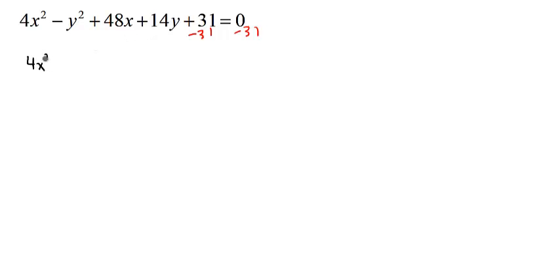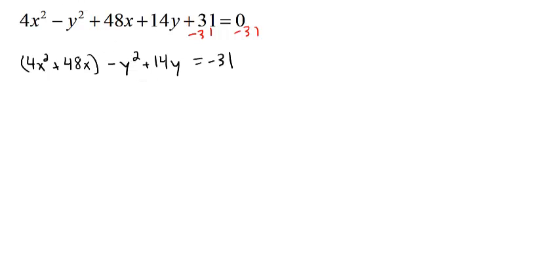So I've got 4x squared plus 48x, and I'll put this together in parentheses, and then we also have a negative y squared plus 14y, and that will equal negative 31. Now normally in the past I've put this part right here in parentheses, but we're not going to do that in this case. I'm going to erase that because it would mess up the sign. So you'll see what I'm talking about in our next step.